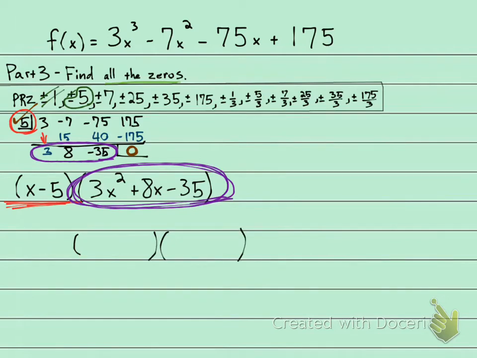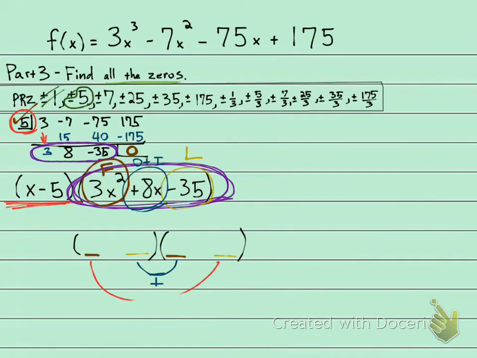I know that my first two numbers need to multiply to give me 3x squared. I know that my last two numbers are going to need to multiply to give me a negative 35. What I'm looking for is the right combination that's going to give me an outer plus an inner that's going to give me the positive 8x. So the positive 8x is going to be the outer plus the inner.